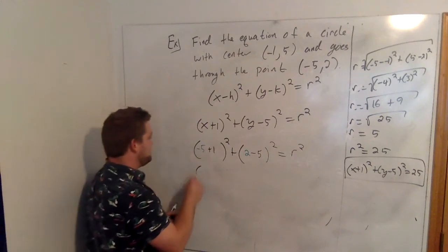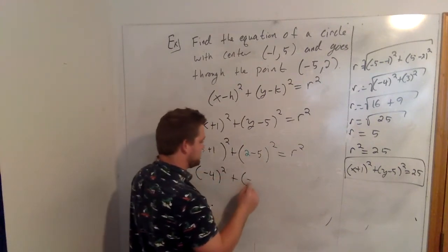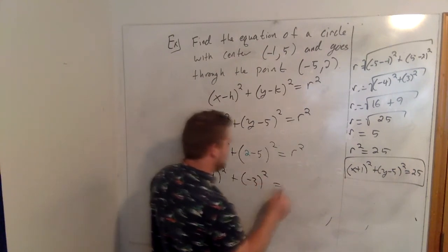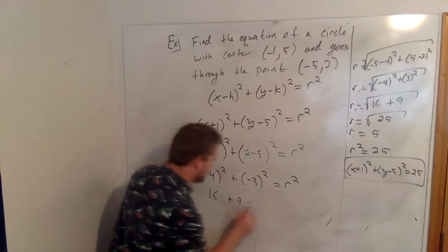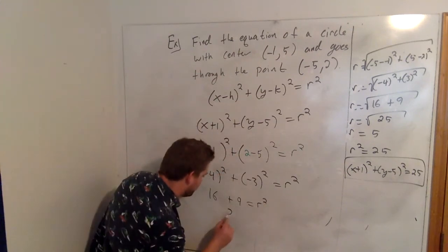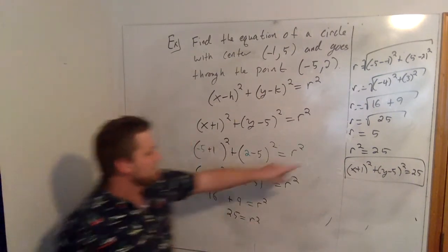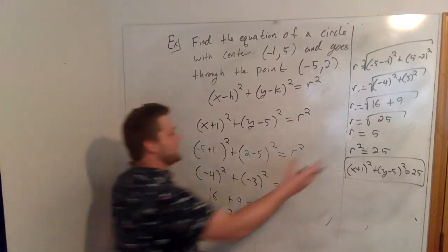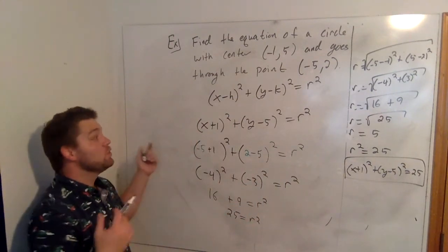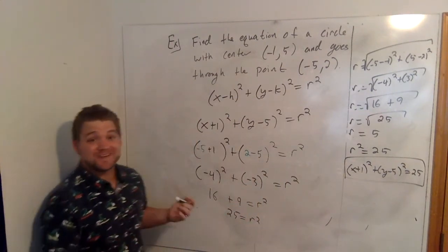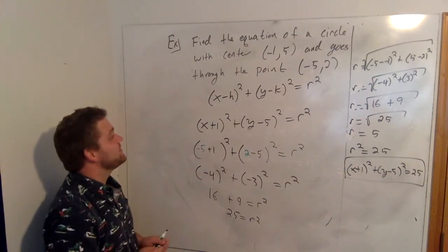Okay, well, what do we have here? This is the same thing as (−4)² + (−3)² = r². Or it's going to be 16 + 9 = r², or 25 = r², which is exactly what we found over here. Really, we are doing the same thing. Either way I approach this problem, we're doing exactly the same thing. Really, the equation of a circle is the distance formula, just for a fixed distance. So that's how we can do this problem here.